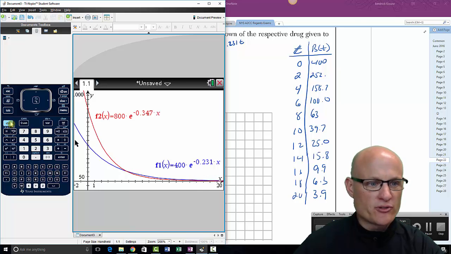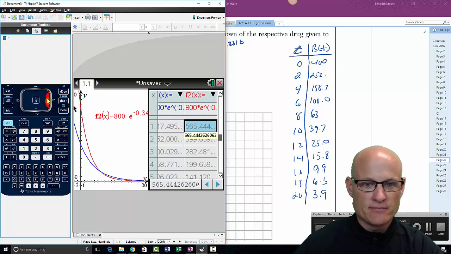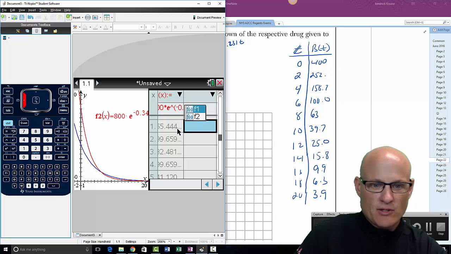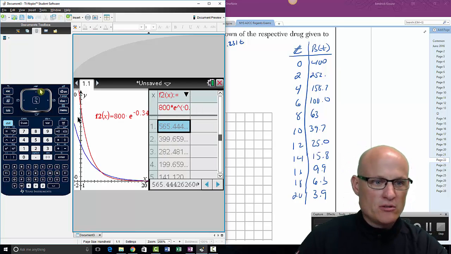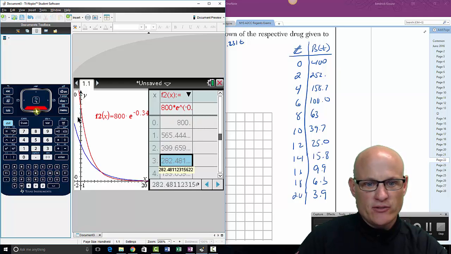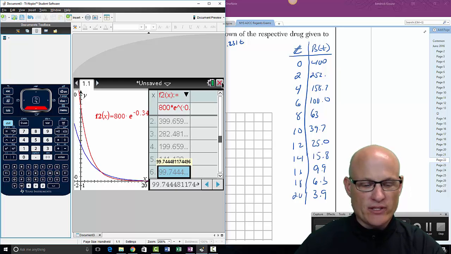All right, so I'll go to Control T. All I want's the red one, so I'm not even going to be in that. Just do this one. Go to the red one. All I want's this. All right, so I knew it was 0, 800. I don't need that one. So 2 is 399.7.